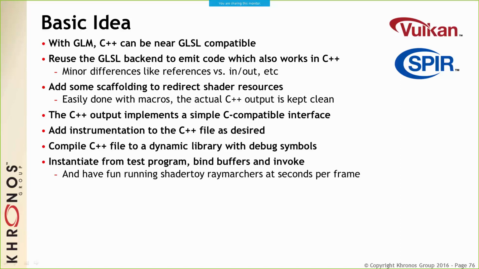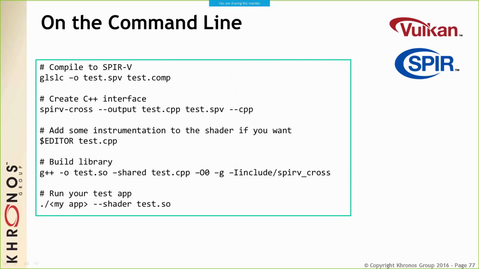We could then compile that with debug symbols, run that shader, and step through it in GDB or Visual Studio or whatever your favorite debugger is. I have run a few shader ray marchers and they take seconds per frame on the CPU, but it works if you want that. So essentially what it would look like: you compile down to SPIR-V, output a C++ file, maybe tweak it a little to add some instrumentation if you want, build an SO, and run it. In that test application, you will have to bind specific buffers and textures and stuff.